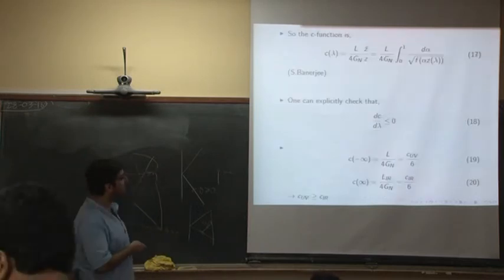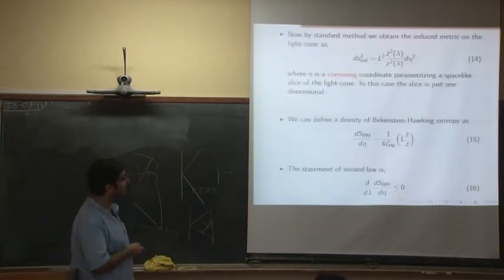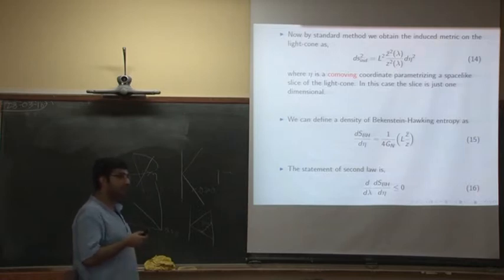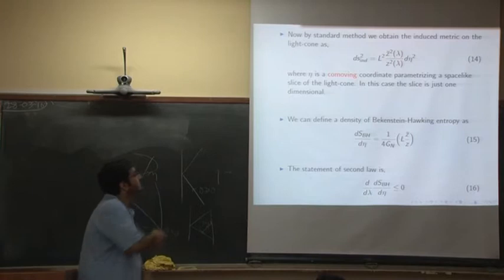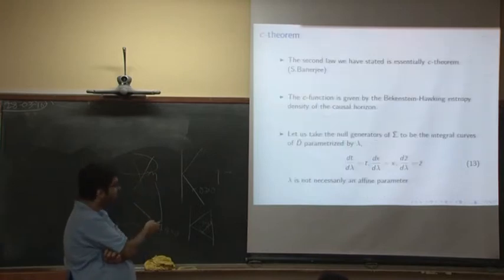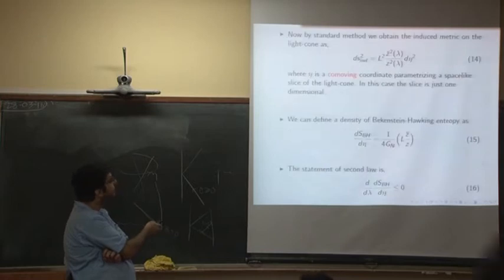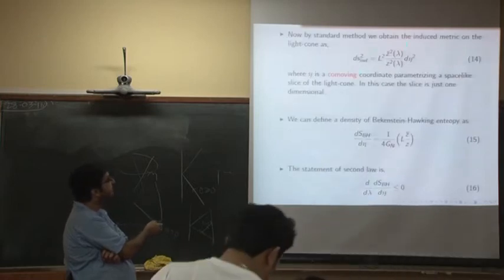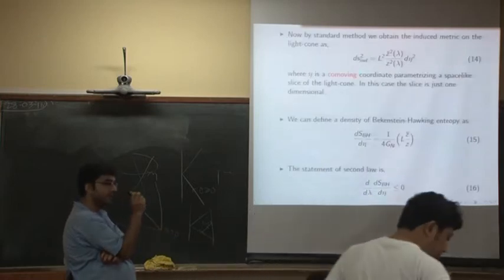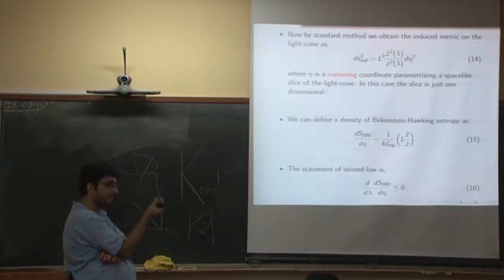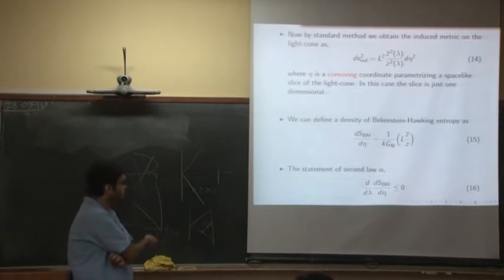Wait, I thought along the d d lambda vector, this z bar divided by z was constant. No, why is it constant? Because this is the induced length, and it is changing if you take different space-like slices.